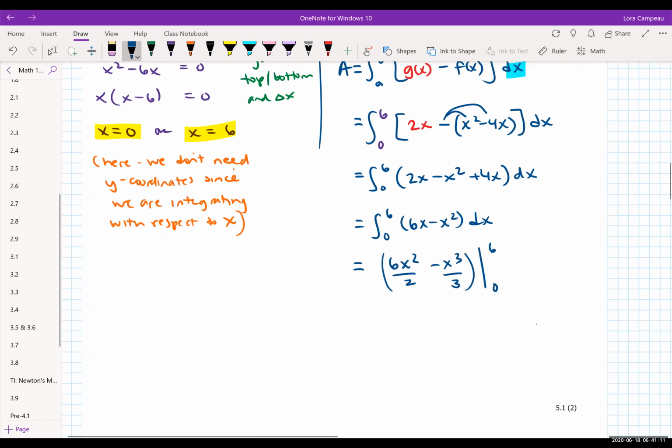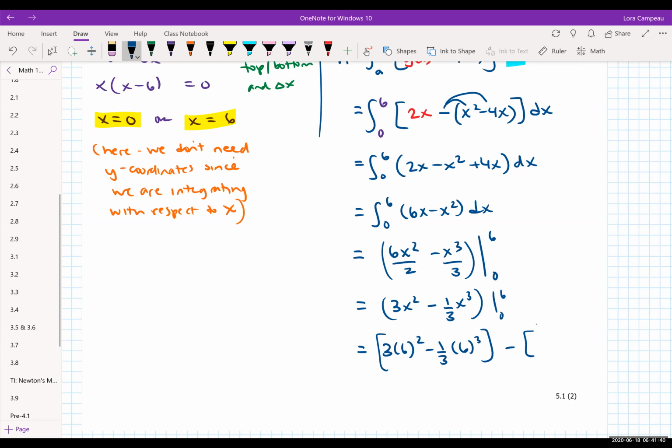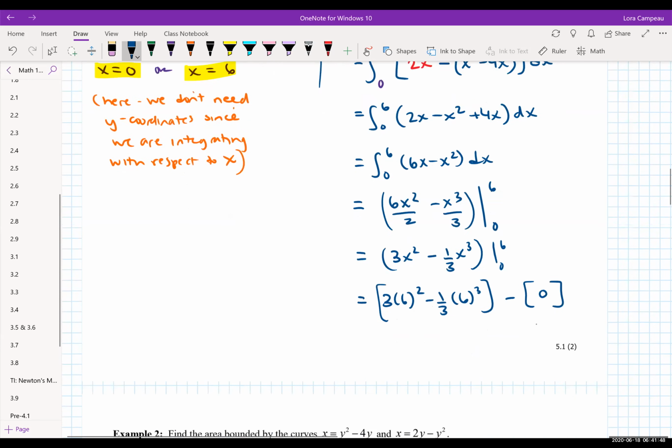Got to remember that fundamental theorem of calculus. If you prefer to clean it up, let's do so. I think I have 3x squared minus x cubed over 3, or 1/3 x cubed, still evaluated from 0 to 6. So this tells me I can plug in the 6, and then subtract off whatever I plug in with the 0. But since there's x's in both of those terms, you're pretty much subtracting off 0.